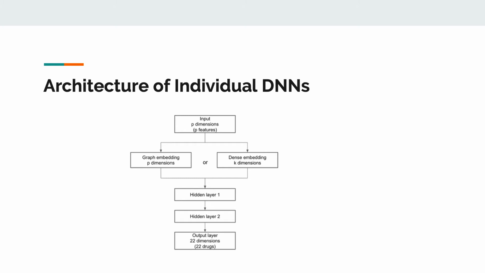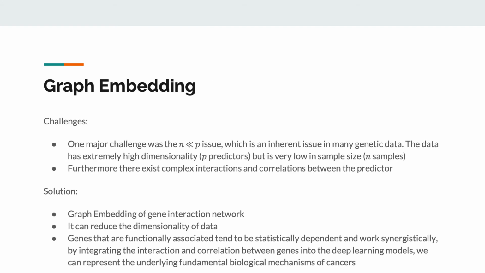In this project, we created one DNN for each individual omics, and we created a DNN that combines all the different omics. Here's the architecture of the individual DNN. As you can see from the architecture, there are embedding layers. And why do we need them?